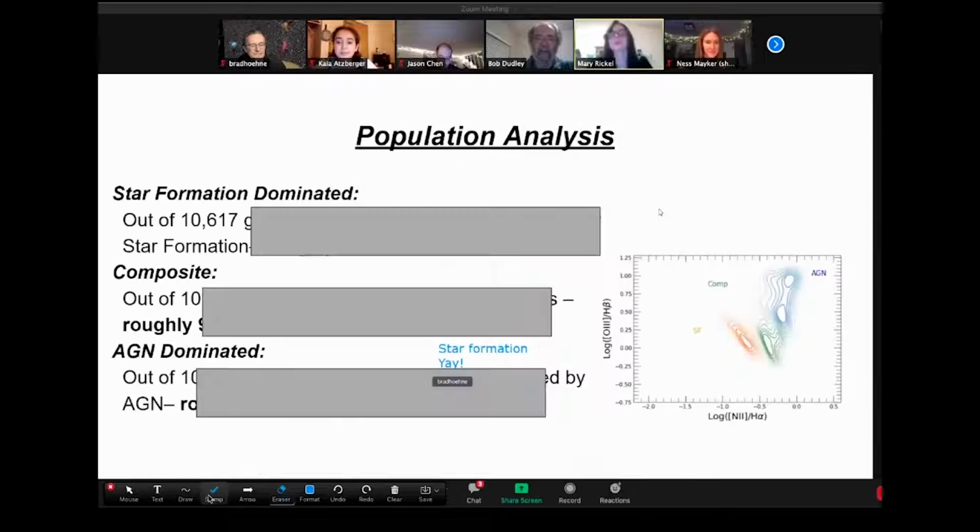Okay, and so we also did a population analysis. So out of 10,617 galaxies, I have another question for people. You don't have to guess exact percentages. I guess the main question is, do you think that most of the galaxies were dominated by star formation, most were a little bit of both, or were AGN dominated? So right here is going to be the vote for star formation dominated, and in the middle, there's a little bit of both. And then here's the AGN. So cast your votes and we'll see who wins.